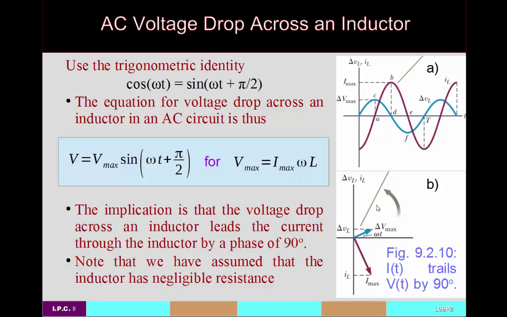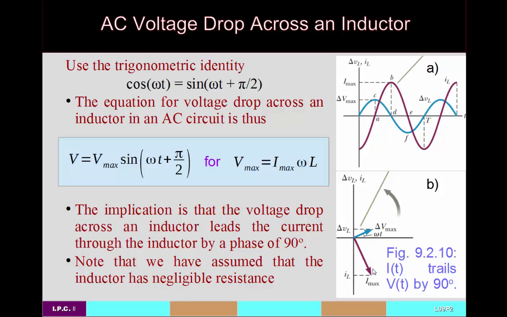So what this means is that the voltage drop across an inductor actually leads the current through the inductor by a phase of 90 degrees. In the capacitor, the voltage drop was trailing the current through the capacitor by a phase of 90 degrees. In the inductor, it's now leading by 90 degrees.